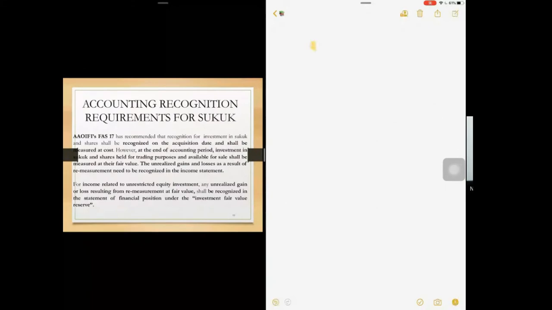Okay, let's say tadi, one investor dia beli suku ataupun share tadi. So investment through suku and share ni, dia kata masa dia acquired tu, mestilah at cost price. Itu maksud daripada statement tu.